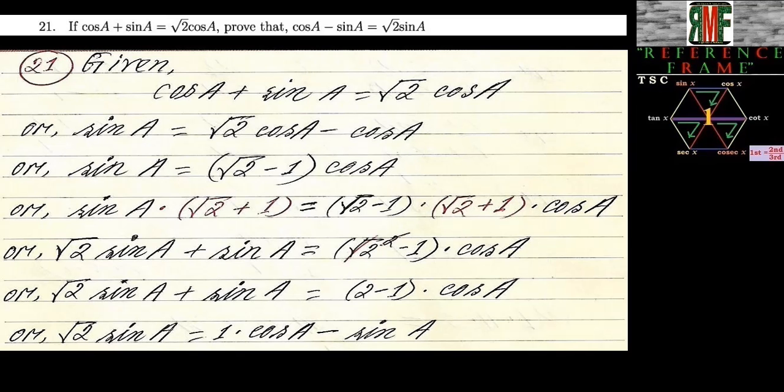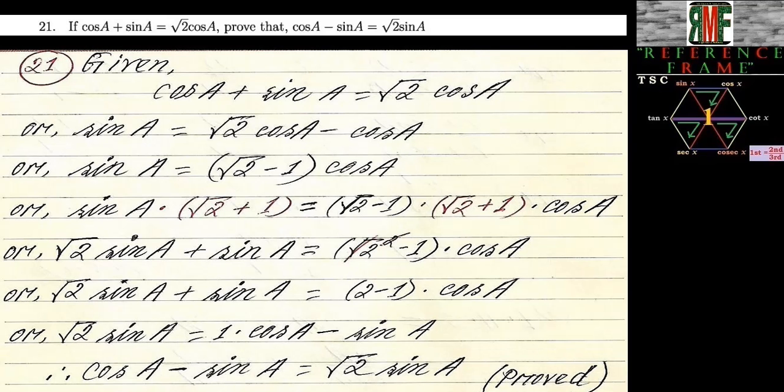Okay, so let's see what's going to happen on the next line. 1 into cos A means cos A, therefore cos A minus sin A, we just write the right hand side on the left hand side, 1 minus cos A minus sin A is equal to, and the left hand side on the right hand side, root 2 sin A. So look at the question, what is our destination? We are asked to prove that cos A minus sin A is equal to root 2 sin A. So here we are, our problem is done.